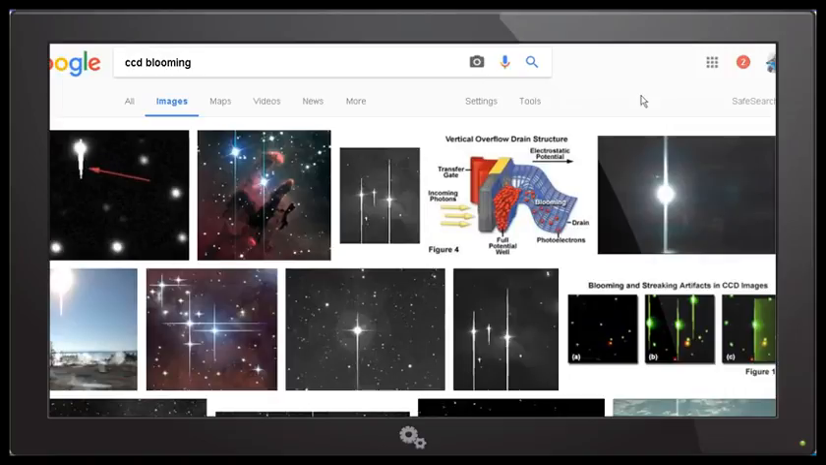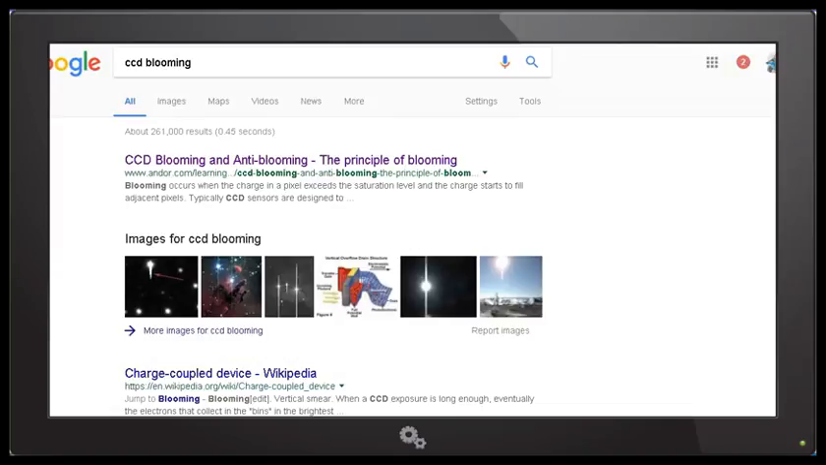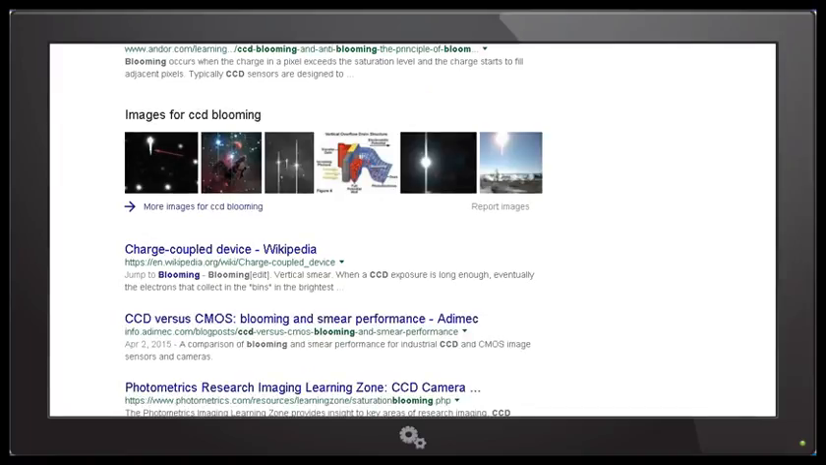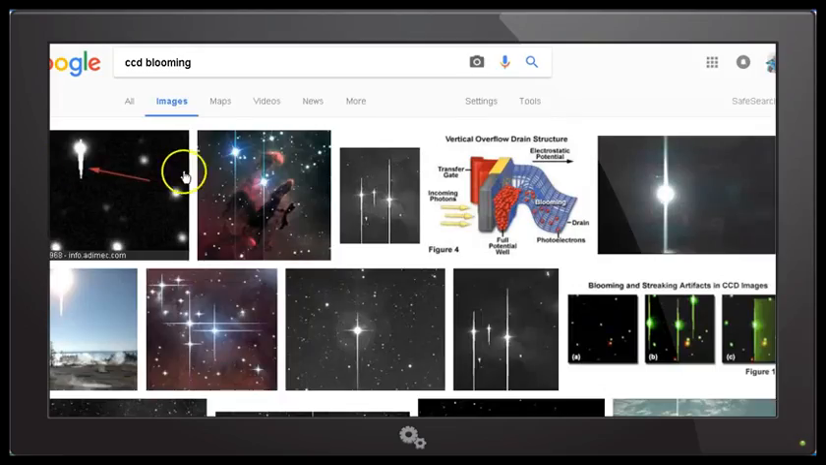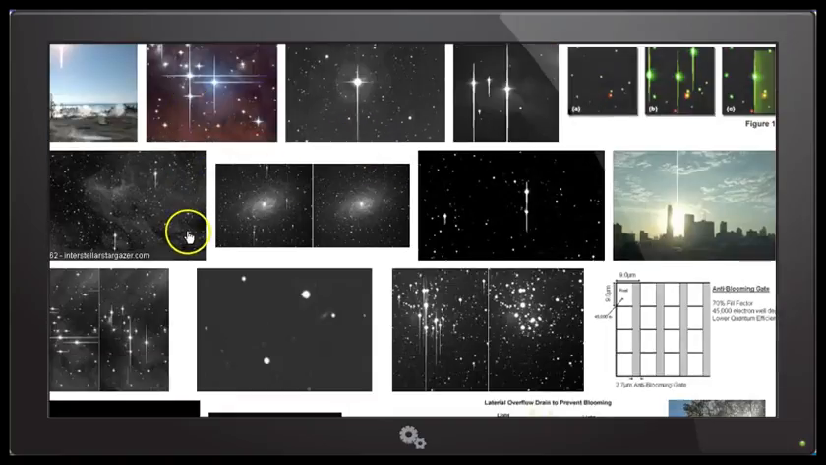So we've just looked at the examples in the AllSky cameras. Now if you go to Google and Google CCD blooming or CCD bleeding, you'll find plenty of examples here. We've clicked on the images and you can see those vertical lines. Of course, if you click on all, you will find plenty of very good information explaining how it all works. So it's probably easiest if you just Google CCD blooming or CCD bleeding, and you'll find some very good information which explains what's going on. But certainly looking at the images here, we can see the same thing. The lines are always vertical or horizontal depending on the orientation of the image sensor.